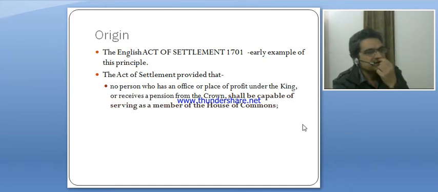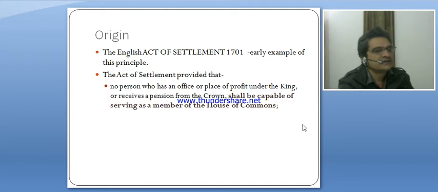Its origin is in the 1701 Act, that is the Act of Settlement in Britain, which laid down this principle of office of profit. It basically entailed that any person who holds any office of profit under the king, meaning if he is employed by the king or receives a pension from the crown, shall not be capable of serving as a member of the House of Commons.